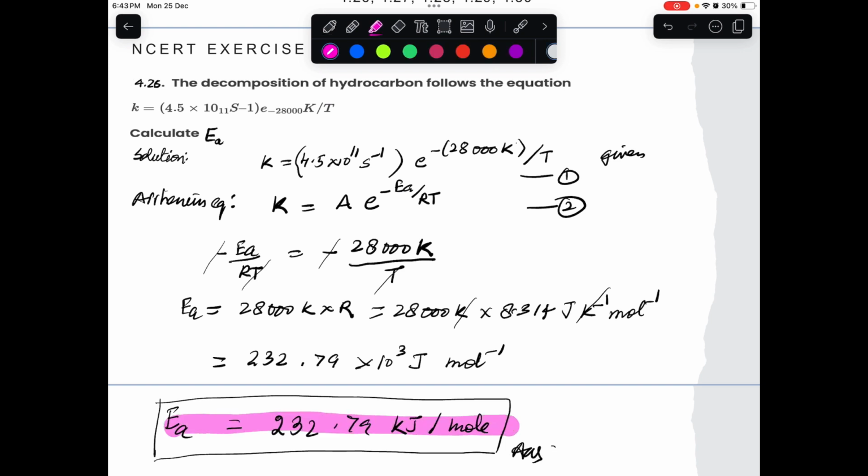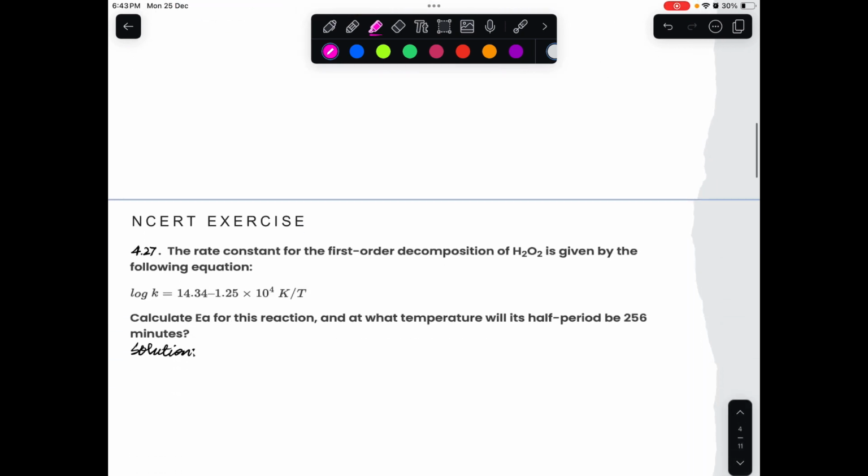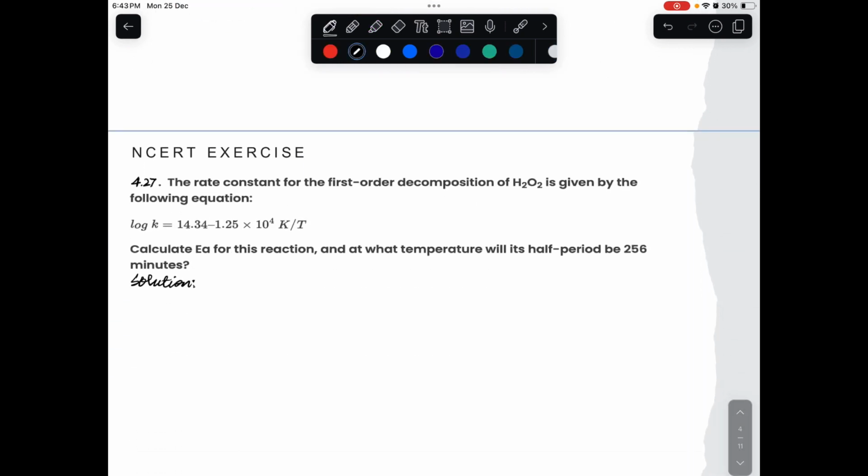Okay, come to next question, 4.27. In 4.27, rate constant for the first order decomposition of hydrogen peroxide is given by the following equation. They have given an equation for decomposition of hydrogen peroxide, and this is the given equation. Okay, calculate EA, energy of activation for this reaction, and at what temperature will its half-life be 256 minutes?